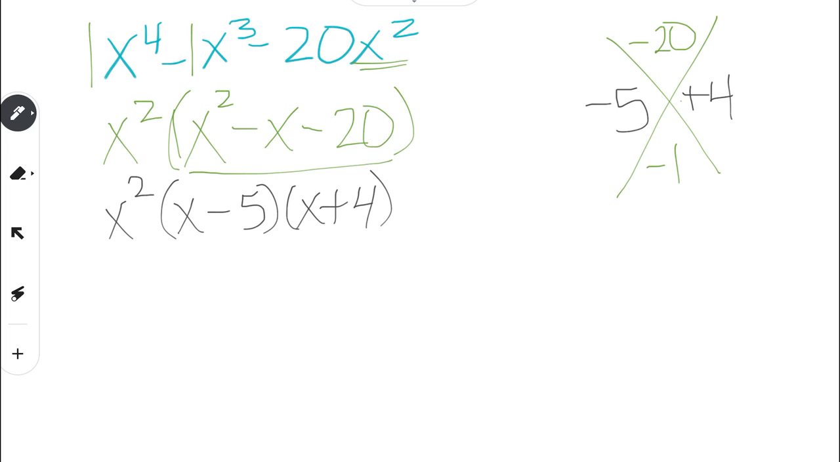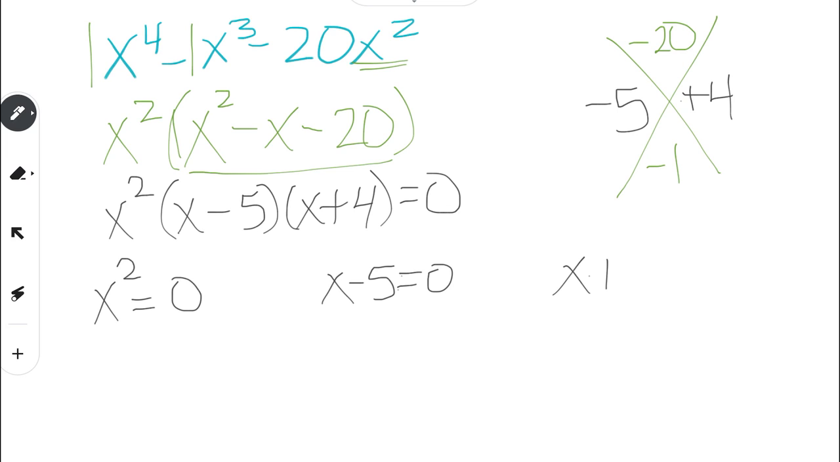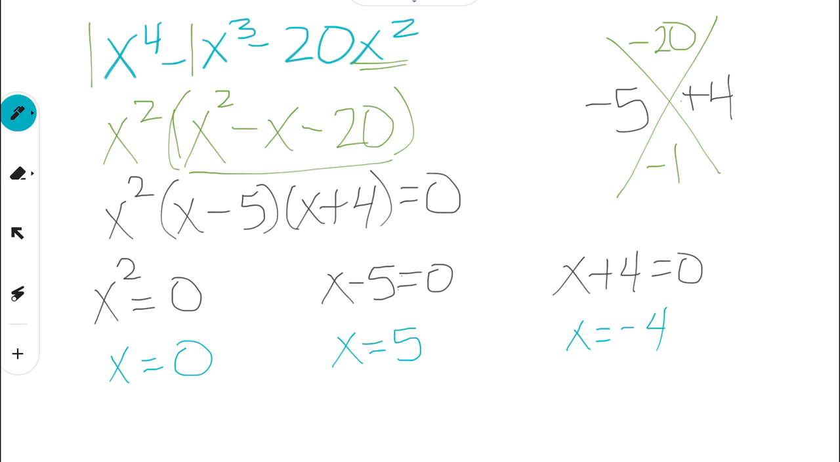So we have fully factored this polynomial, and we're going to go ahead and use the zero product property and solve for x. So let's make this whole thing equal to 0. Once again, we're going to use the zero product property and state that x squared is equal to 0, x minus 5 is equal to 0, and x plus 4 is equal to 0. Let's solve for x. In this case, x is equal to 0, x is equal to 5, because 5 minus 5 is 0, and here, x is equal to negative 4.